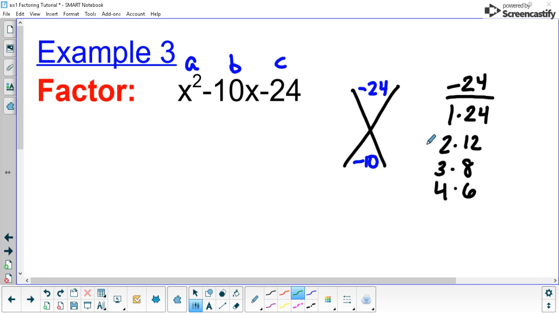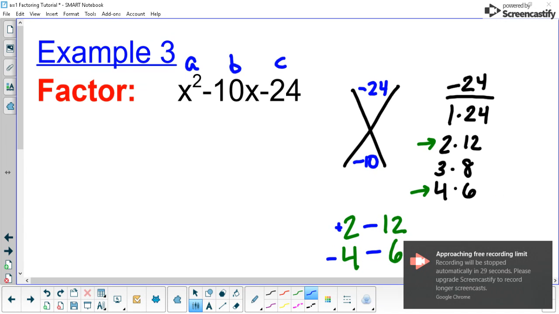So I am immediately drawn to 2 and 12 and 4 and 6. We have two options that can possibly get us 10. 2 and 12 and 4 and 6. Now, in order for us to get 10 with 2 and 12, we'd have to have a positive 2 and a negative 12. For the bottom one, we would have to have both of them be negative, negative 4 and negative 6. But which one's correct?